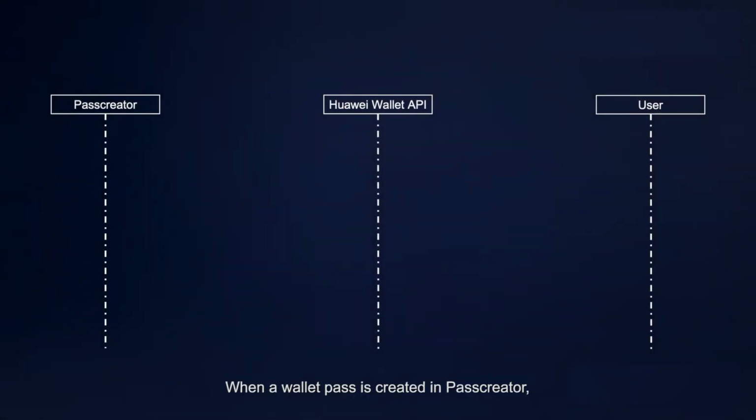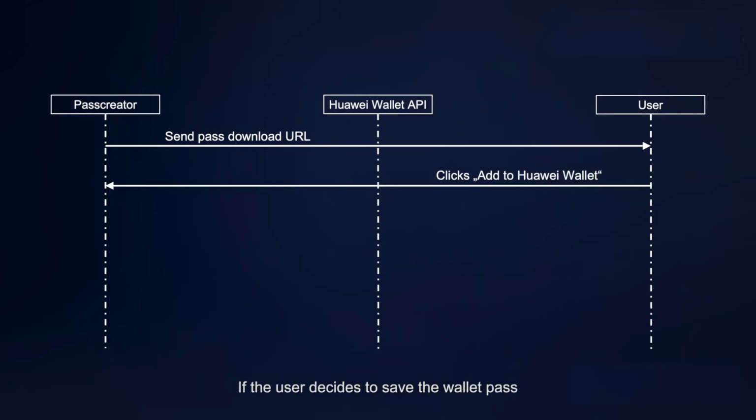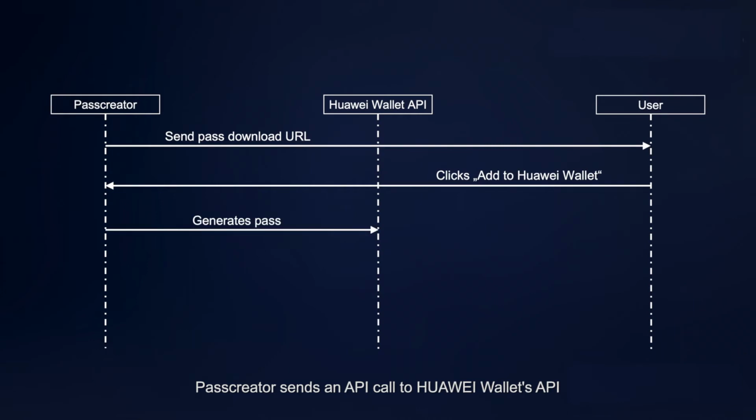When a wallet pass is created in Passcreator, the system automatically generates a unique download URL. That URL is sent to the user. If the user decides to save the wallet pass, he clicks on Add to HUAWEI Wallet, and in that case, Passcreator sends an API call to HUAWEI Wallet's API.